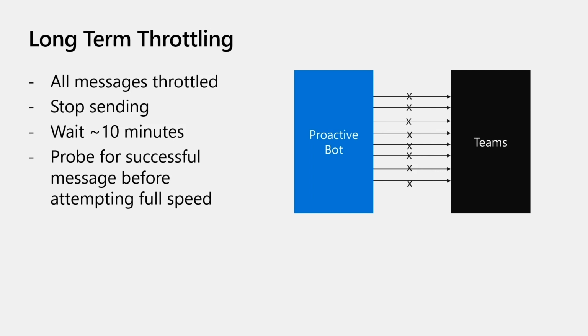This behavior can be thought of like a circuit breaker. Once tripped, no message will go through. This throttling will last several minutes before allowing the app to send messages again. It is important the bot stop sending messages, as continued traffic will only extend this timeout. After a few minutes, the bot should attempt to send one message to probe if the throttling is still occurring, and only resume sending at full speed once the message successfully sends.